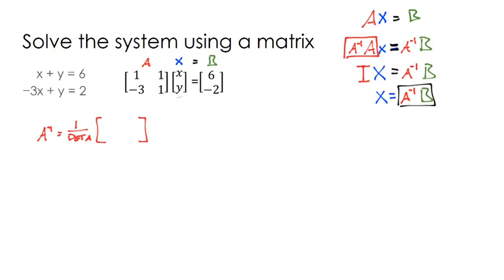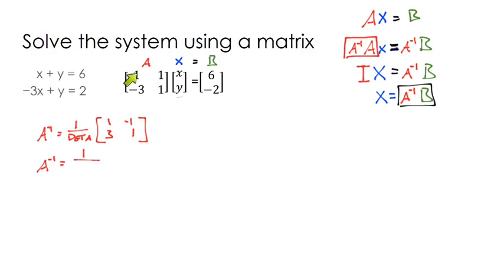If I take matrix A and I interchange these two diagonal entries, but the 1 and the 1 don't really matter. And then I negate the other two entries, so I make that a negative and that a positive. If I can figure out what this is, that's going to be our inverse. So for our A inverse, let's just figure out what the determinant of A is. So I do 1 over the determinant of A.